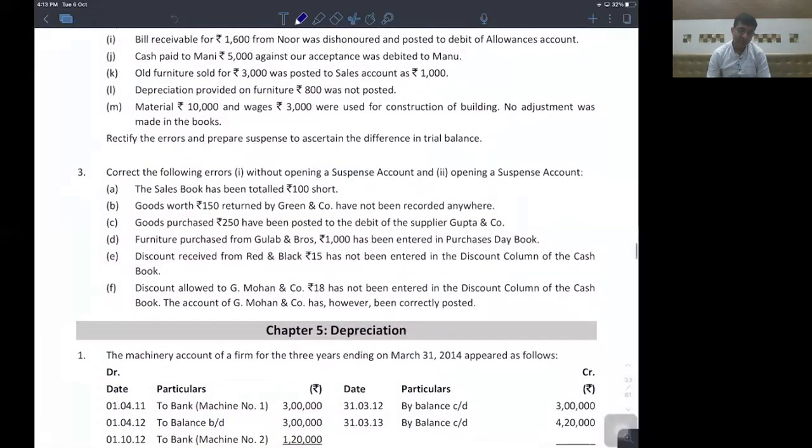Next. Bills receivable for 1,600 from Noor was dishonored and posted to the debit of allowances account. Bills receivable from Noor was dishonored.